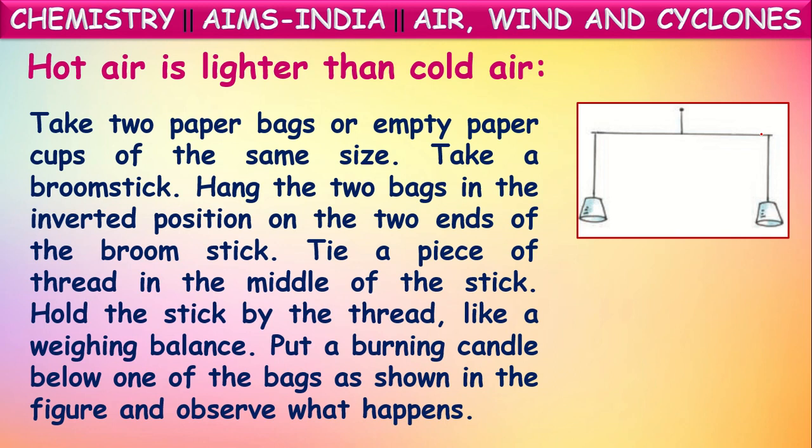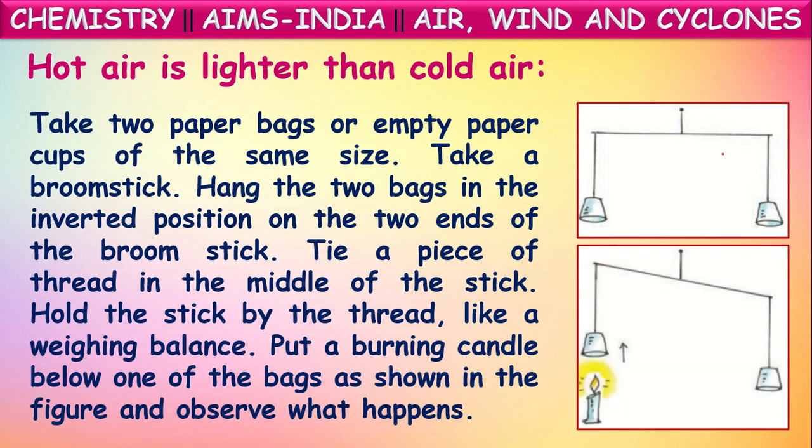What you have done here is tie two empty paper cups to the two ends of a broomstick using thread, and tie a thread at the middle of the same broomstick. Now we are holding the entire equipment by the thread at the middle. It seems like a balance, and the cups will be at the same height because both are made of the same paper and are the same size. So they weigh the same, and hence it will be in the parallel position. Now put a burning candle below one of the bags, as shown in the figure, and observe what happens.